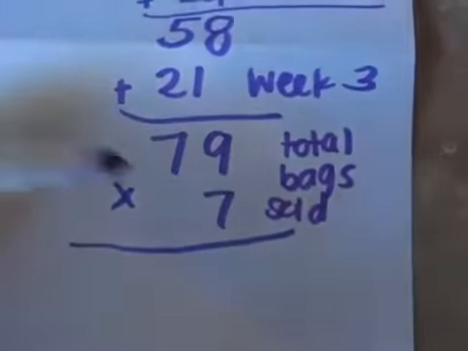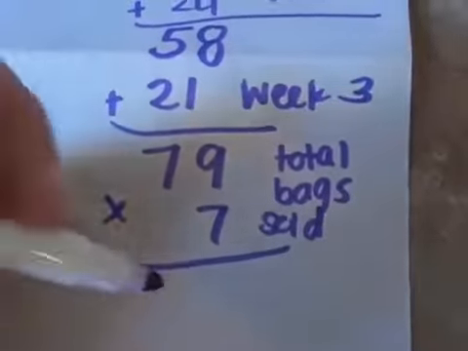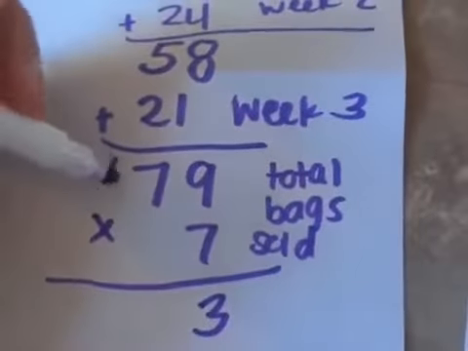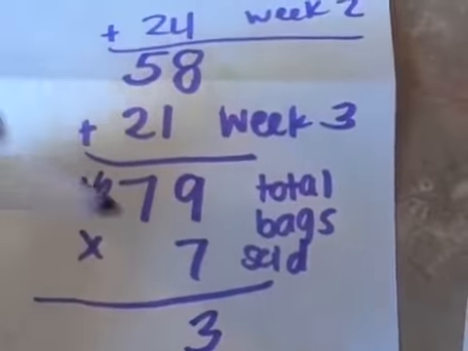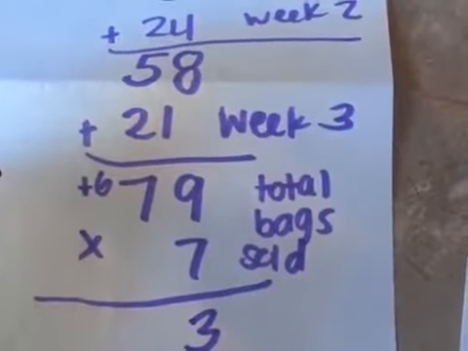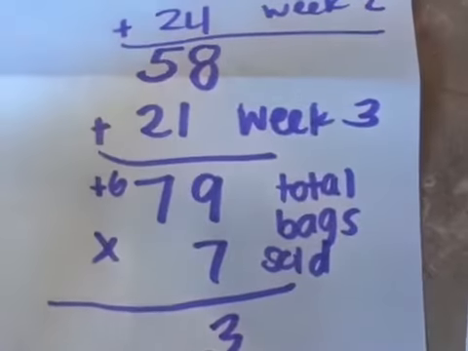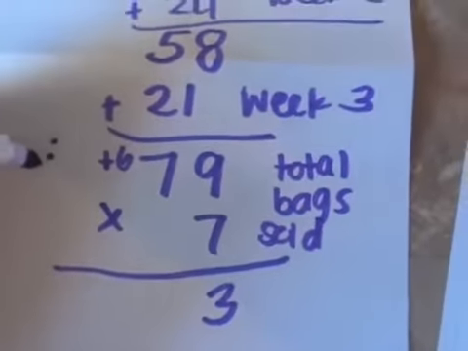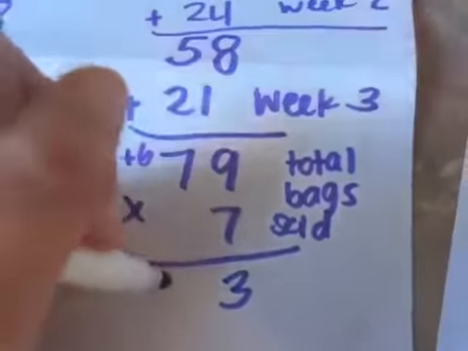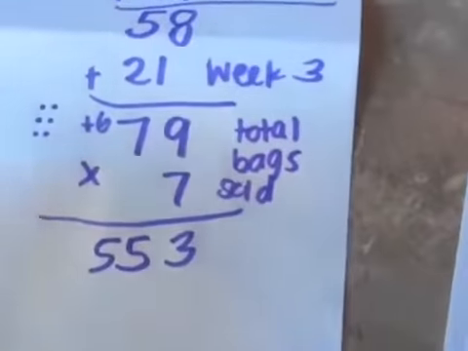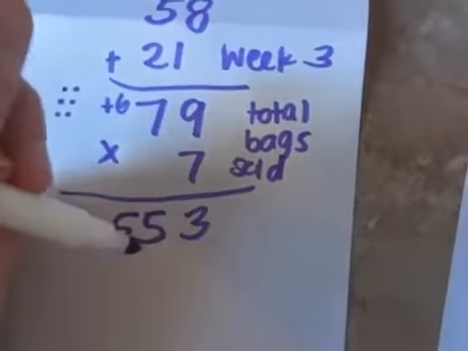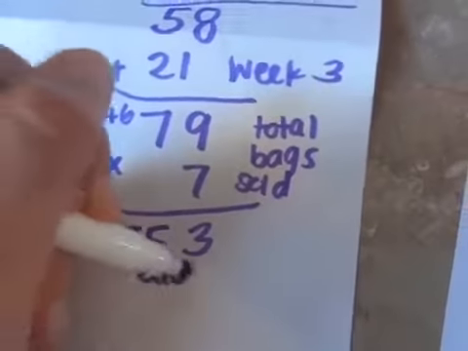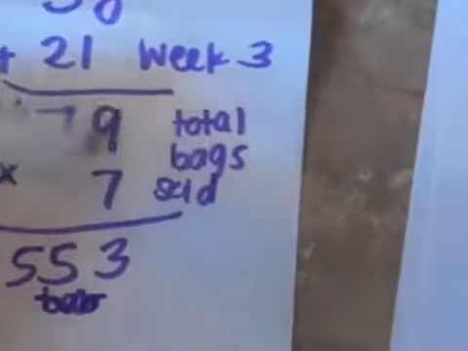So let's start off. 7 times 9 is 63. Keep my 3, carry my 6. 7 times 7 is 49, and I have to add 6 to it. 49, 50, 51, 52, 53, 54, 55. So I have 553 bags. Nope, it's not bags. Just kidding. We already have our total bags.